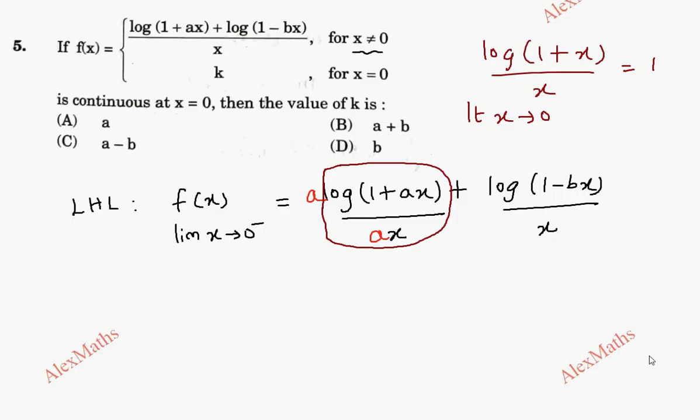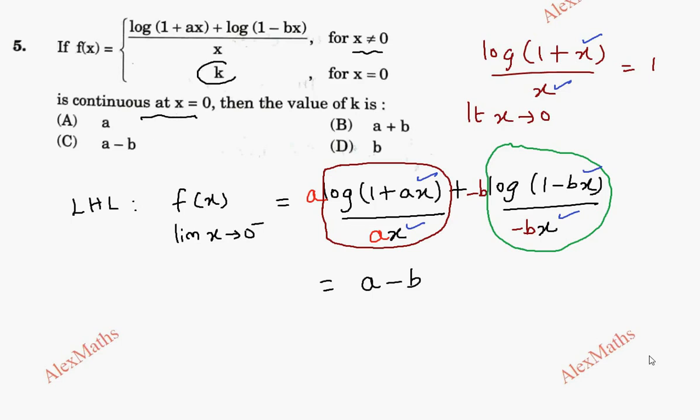In the same way, I have to multiply minus b here and minus b so that I have log of 1 minus bx by minus bx, because when you apply the formula, when there is x, we should have x in the denominator. So minus bx, we need minus bx. Here ax, so this is ax. So after making this as 1, we get a minus b. And since it is continuous at x equal to 0, the value of k is a minus b, which is present in option C.